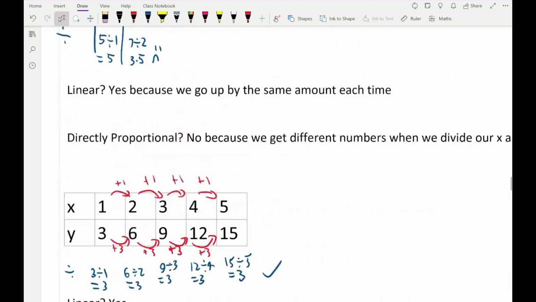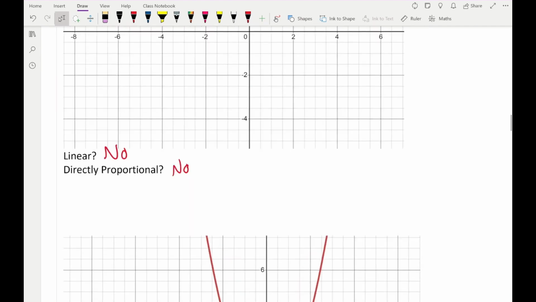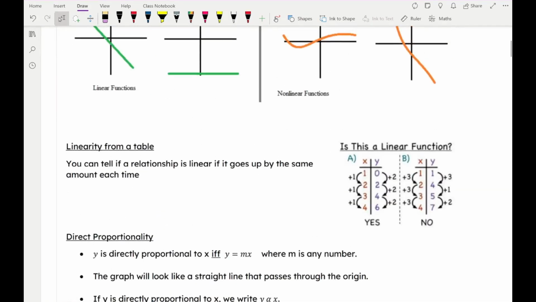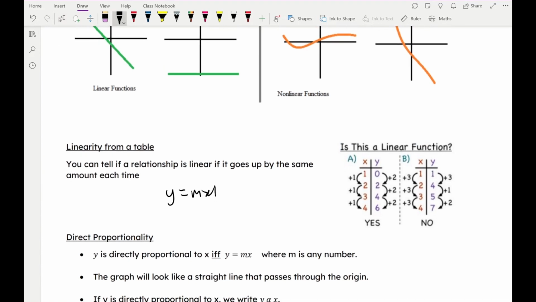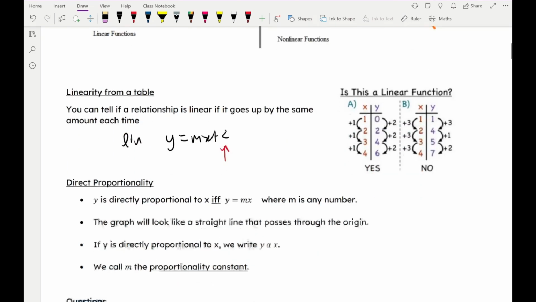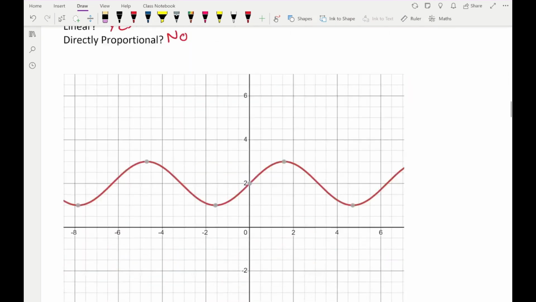Now, one little note. If it's linear, it's going to look like the straight line graphs we've seen already. That is y equals mx plus c, and that is for linear. Now, if it's directly proportional, the graph looks pretty much exactly the same. You just don't have the plus c bit on the end. Important to note that. All right, let's keep going.